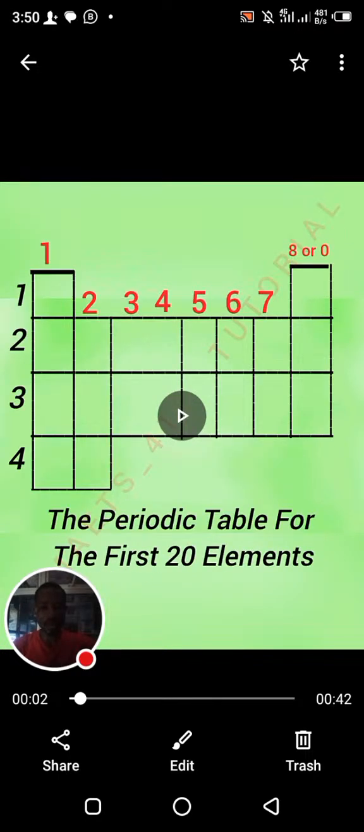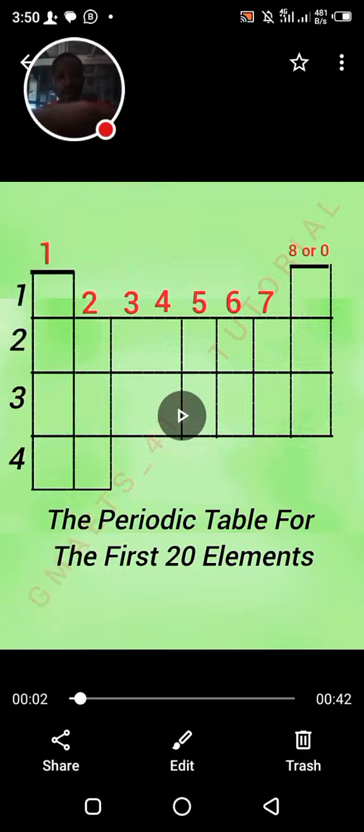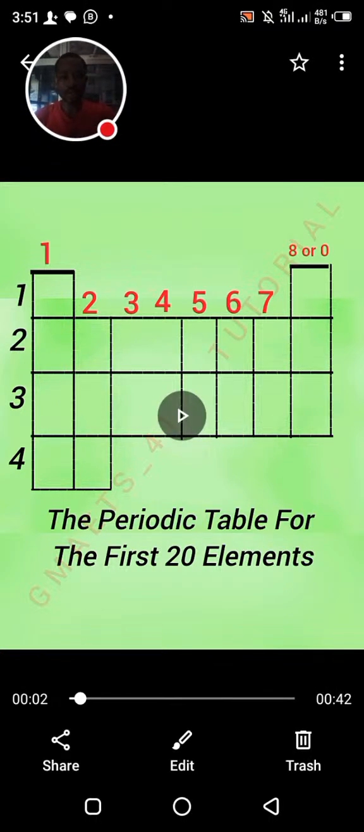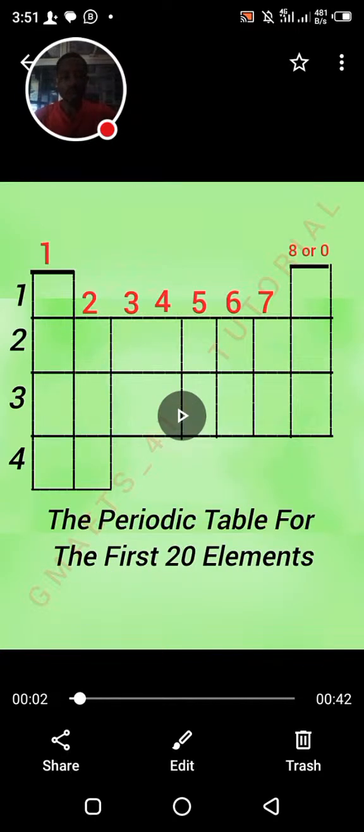Showing on the screen, you can see what the table looks like. Now I've decided to show the periodic table for the first 20 elements. The periodic table is simply a table that shows the arrangement of elements in rows and in columns. I'm sorry that the line for groups 3 and 4 is missing, but I think I can still show you something.